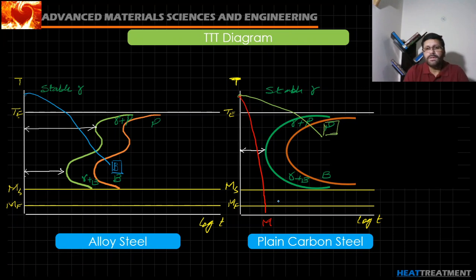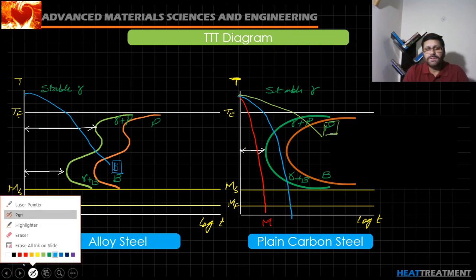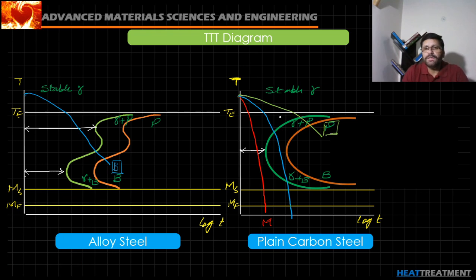Now, for plain carbon steel, if we go for intermediate cooling, the cooling curve is going to pass like this. If we look between the start of the C curve and the finish of the C curve, this is the intermediate line, which is between the start and the finish of the C curve.